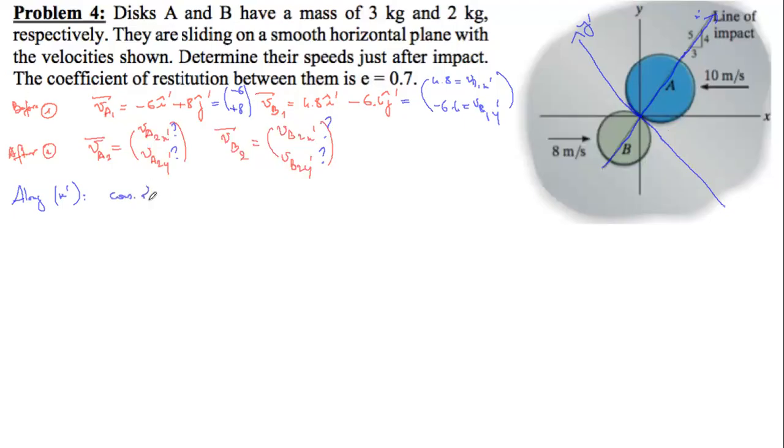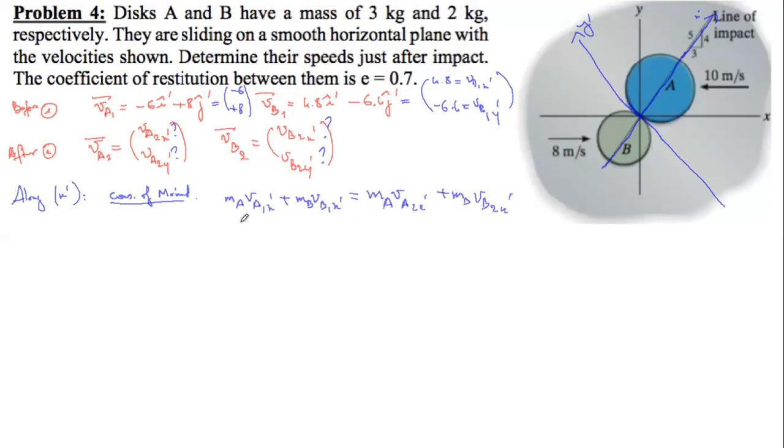Conservation of total momentum, meaning momentum before collision is equal to momentum after collision along x prime. Let's write it down: MA VA1 x prime plus MB VB1 x prime. This is momentum before collision along x prime. So this should be equal to momentum after collision, MA VA2 x prime plus MB VB2 x prime.